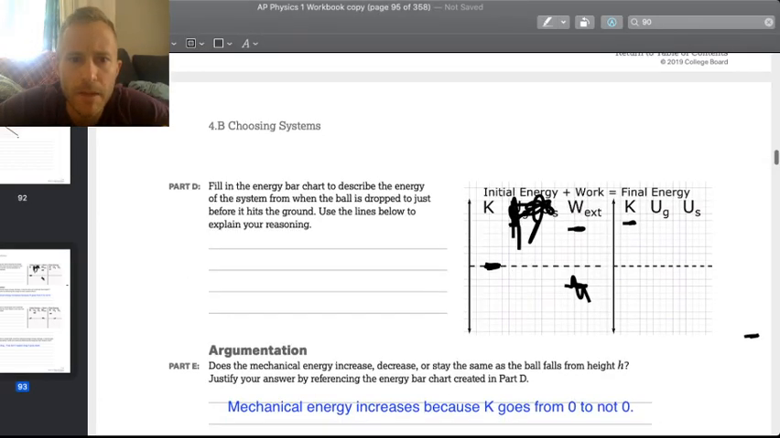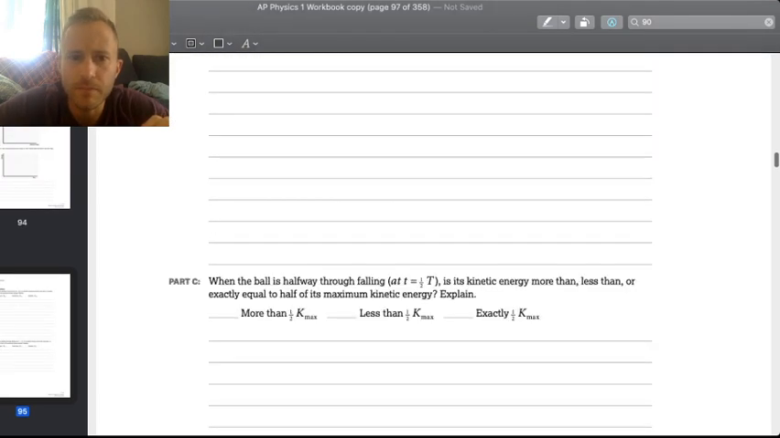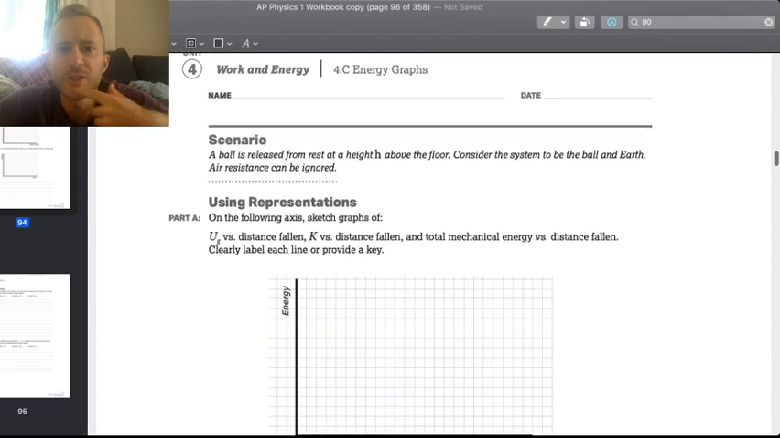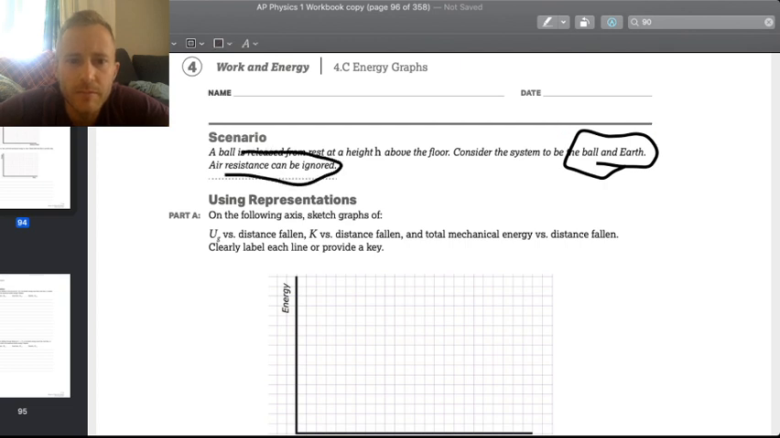All right. So I'm going to do 2 more pages here. A ball is released from rest at height h above the floor. Consider the system to be the ball and the Earth, so I can include gravitational potential energy. Air resistance can be ignored. So that means that drag force isn't removing energy from the system and dissipating it as heat.